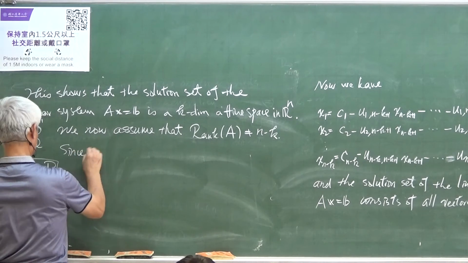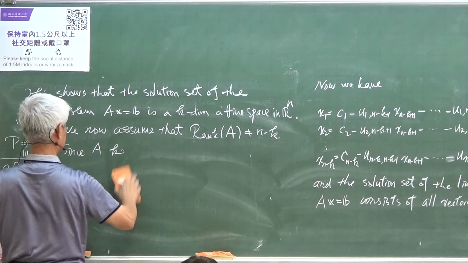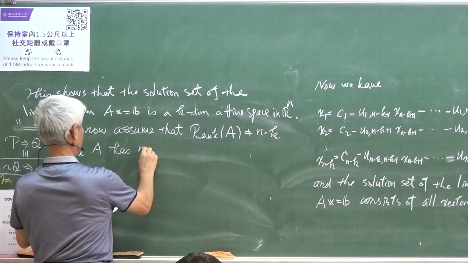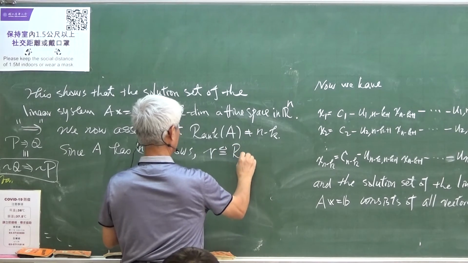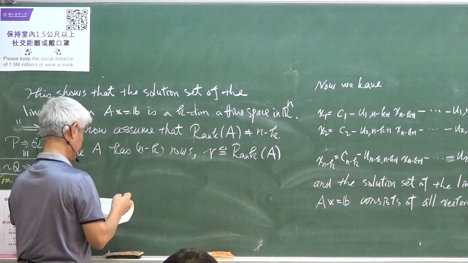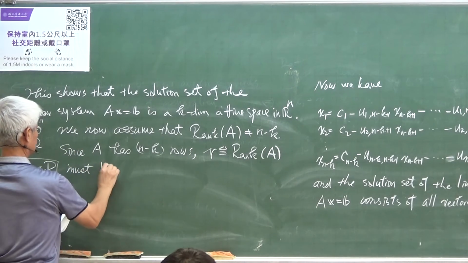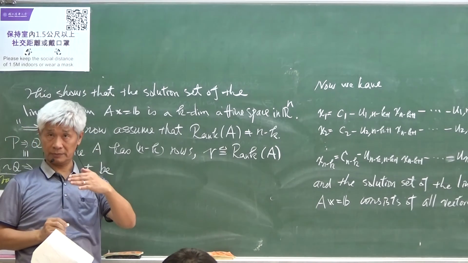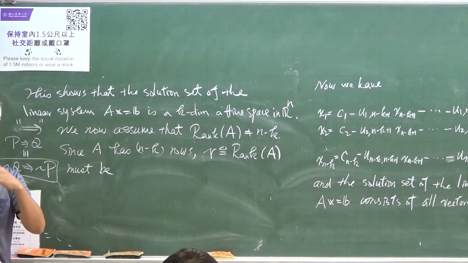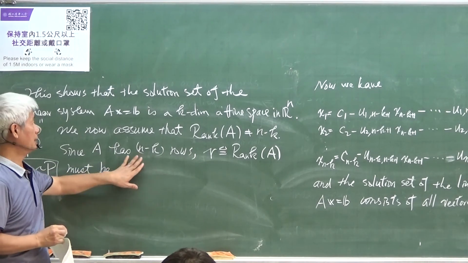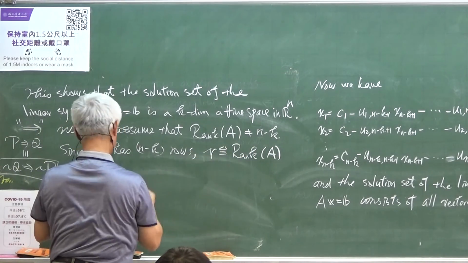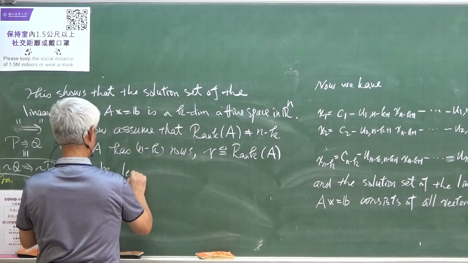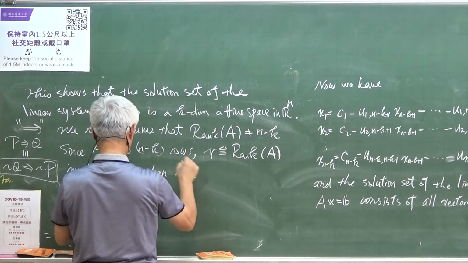Now, since A has n minus k rows, the rank, we denote it as r of A, denoted as r, must be, because A has only n minus k rows, so it can only contain at most n minus k pivots. Okay, so the rank is at most n minus k. But now, the rank is not equal to n minus k, so the rank must be less than n minus k. Alright?